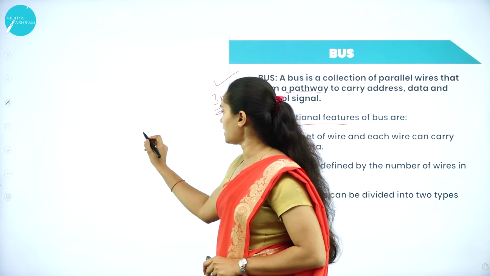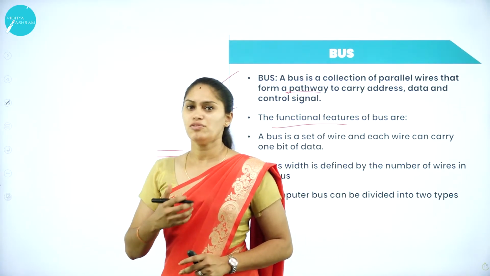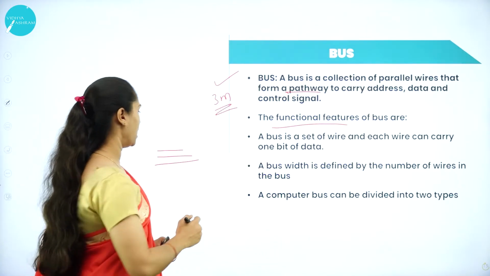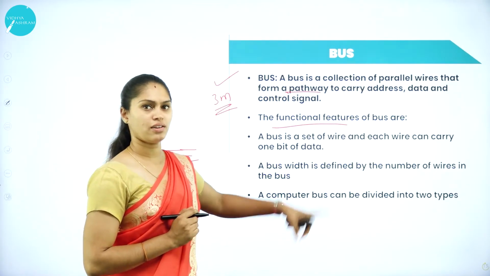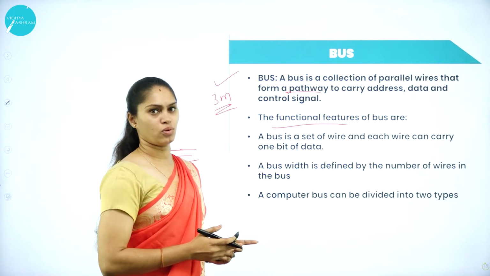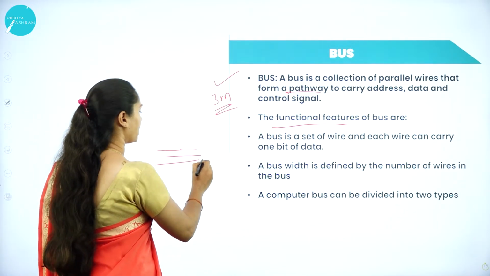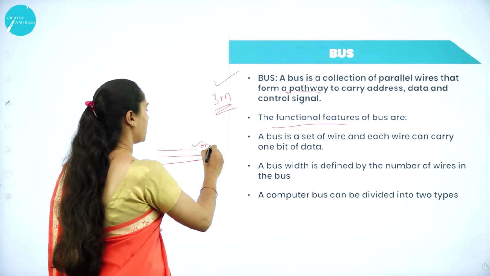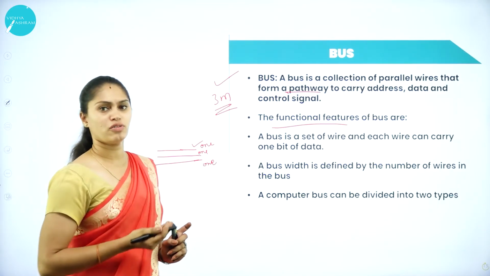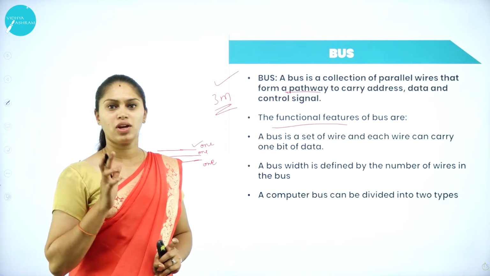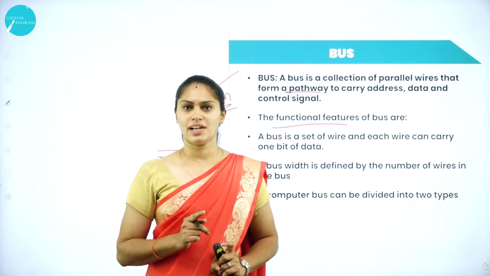Okay, so what is a bus? It comprises a set of lines that has the ability to transfer data, one bit at a time. So we can consider this as a serial port or serial kind of data. Each wire can carry one bit of data at a time. If there are 3 wires, how many bits of data can be transferred? 3, because each wire has the ability to transfer one bit of data at a time.